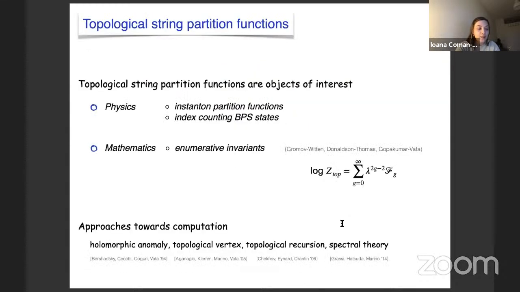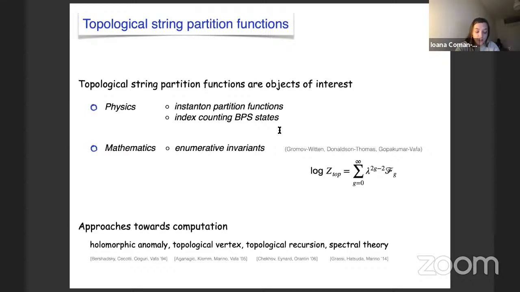So with my collaborators, we have been pursuing this line of research because topological string partition functions are ubiquitous, being objects of interest both in mathematics and in physics. From the physics perspective, they are important in the study of supersymmetric gauge theories, where they can be used to calculate non-perturbative contributions from instantons to gauge theory partition functions. And they can also be recast as an index that counts BPS states.